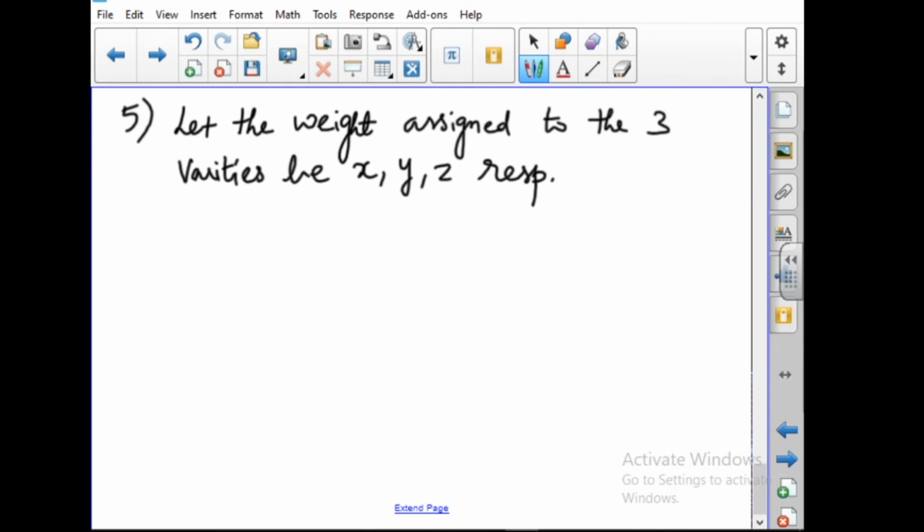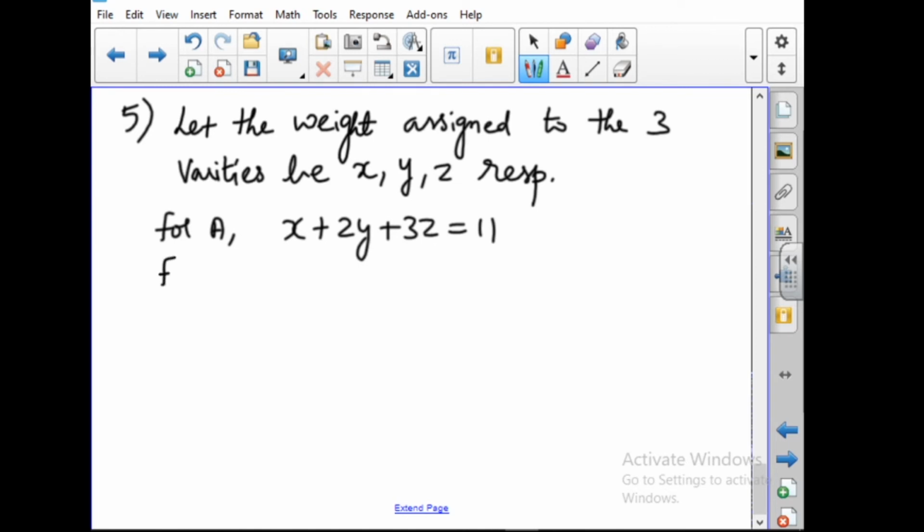So for variety A, we can make the first equation. So let us write down for variety A. It is given 1, 2, 3 and 11 is the total weight. So 1, 2, 3 means x plus 2y plus 3z is equal to 11.